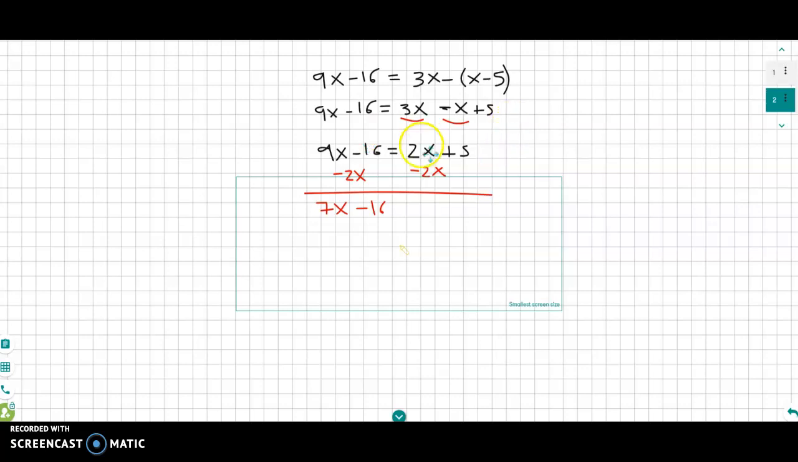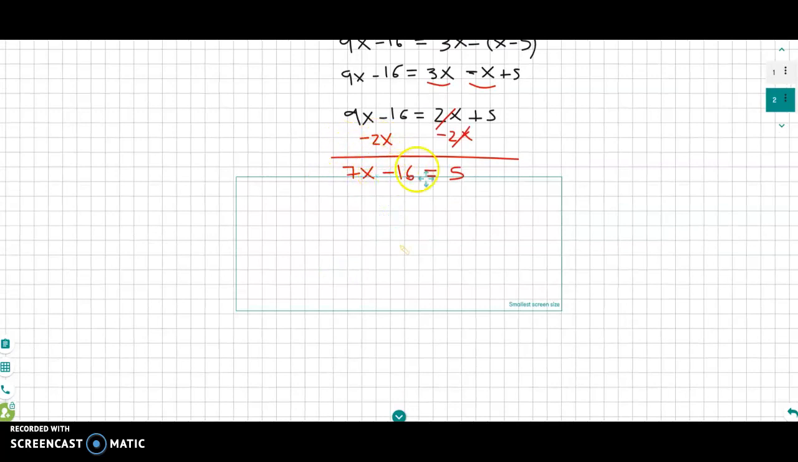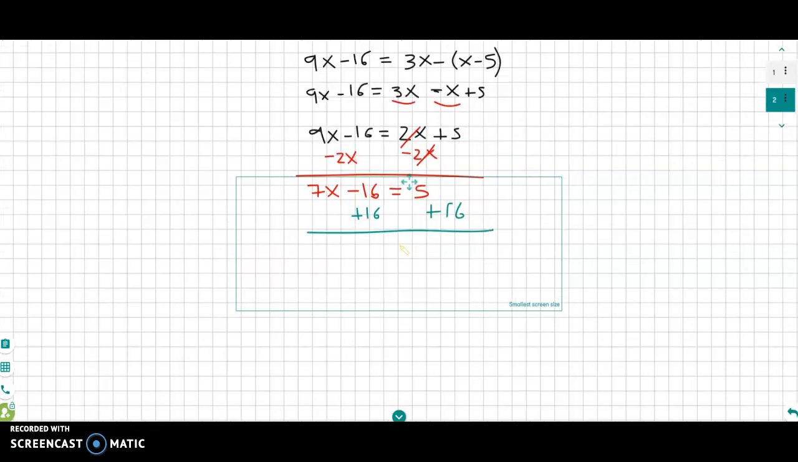equals, here we have 2x minus 2x, they will be cancelled, okay? They will be simplified and we have 5. So we already have an easy equation that we can solve here right now. So we will have minus 16, the inverse operation of minus 16 will be plus 16. And we do the same to the other side of the equation. So we will have, they will be cancelled, 16 and 16. So we will have 7x equals, we have 5 plus 16, that makes 21, alright?